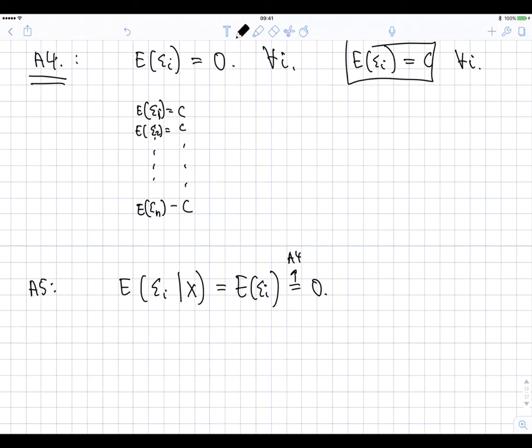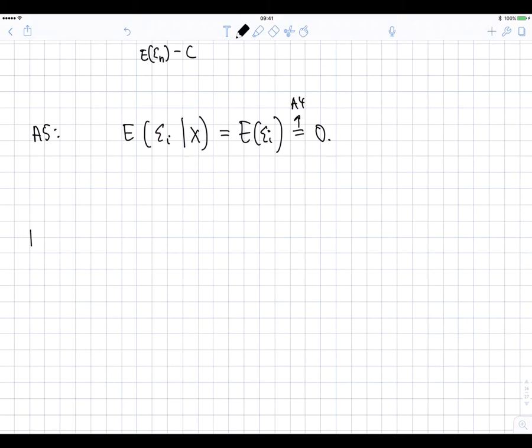What could be a variation of this? It could be weaker versions of this. A weaker version would be to simply say the epsilons and the x's are uncorrelated. Okay? This is a much weaker assumption on the relationship between the x's and the epsilons. Let me talk about the final one, A6.